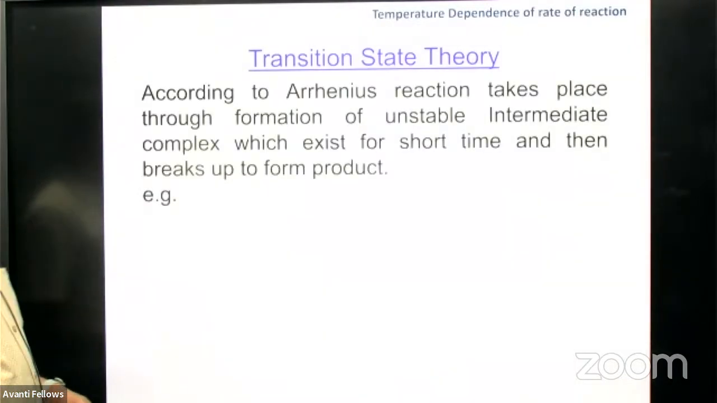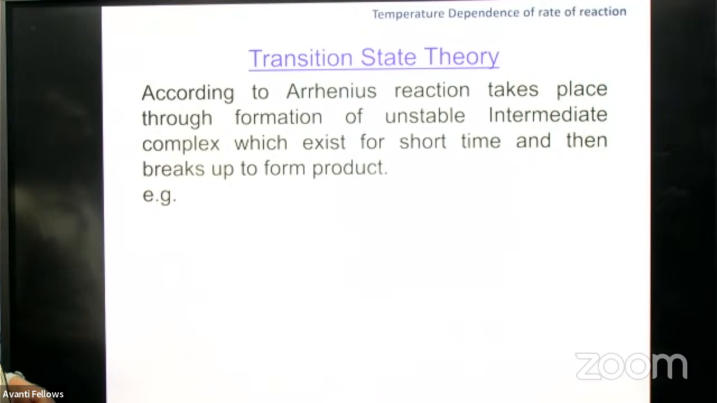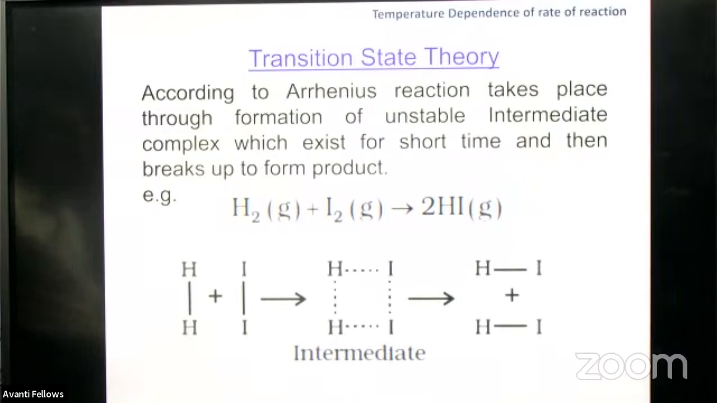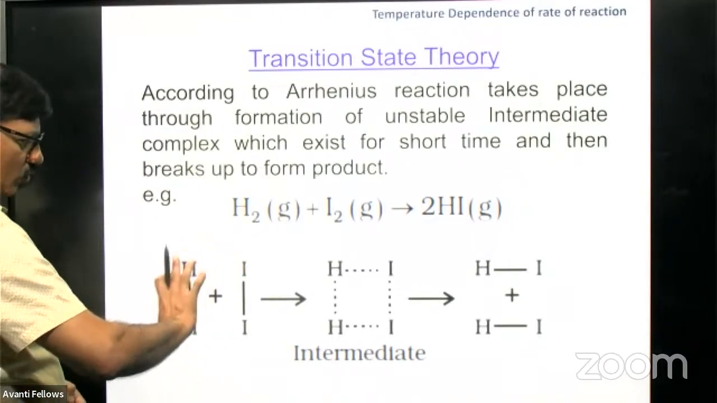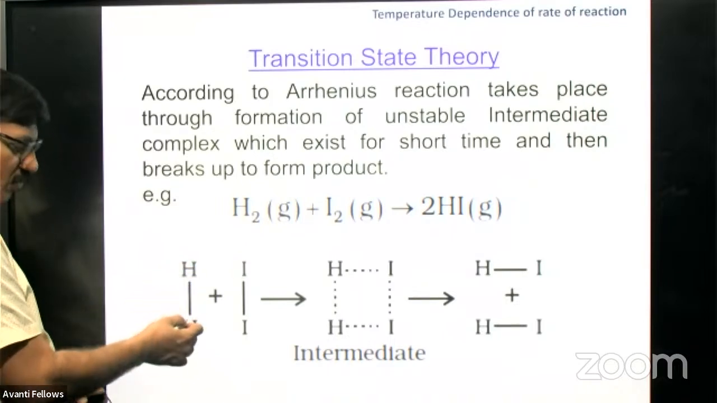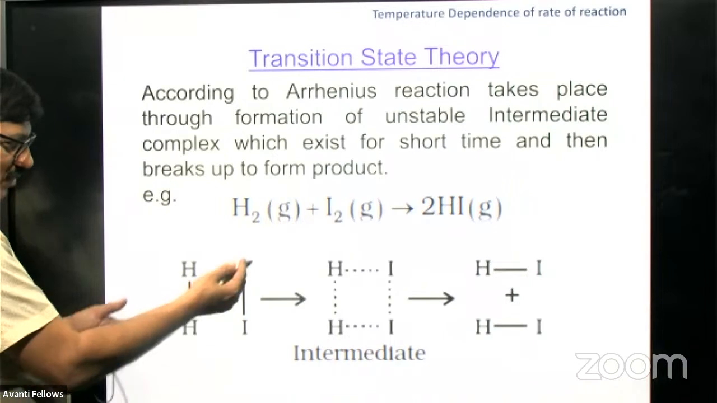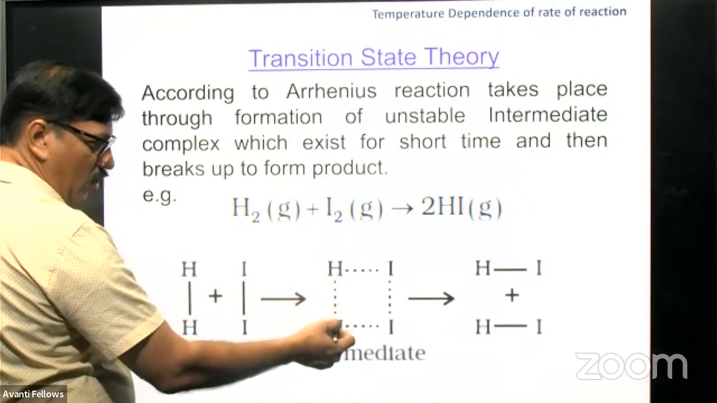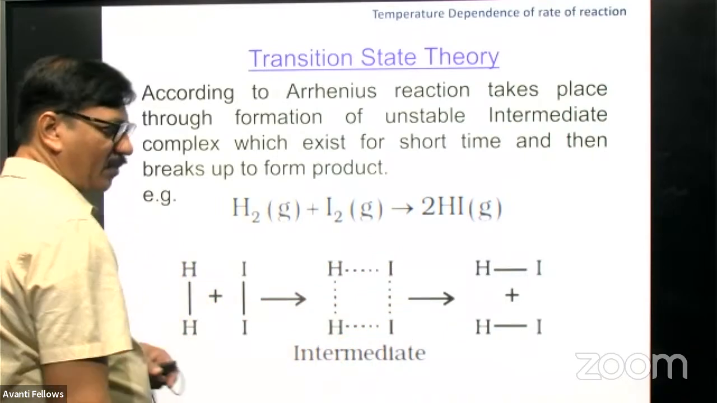Okay. So let us know the activation energy from the transition state theory. According to Arrhenius, the reaction takes place through the formation of an unstable intermediate complex which exists for a short time and then breaks up to form product. This is the transition theory. Suppose H2 and I2 give rise to 2HI. The theory says that when H2 and I2 molecules come closer, there is a covalent bond between the 2 hydrogens and a covalent bond between the 2 iodines. But when they are closer, H and I can also form an intermediate bond, and the old bond is not completely lost. So this forms an intermediate like this.